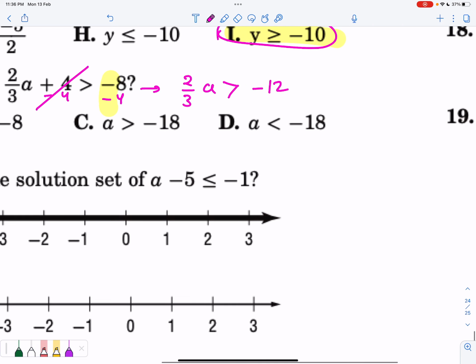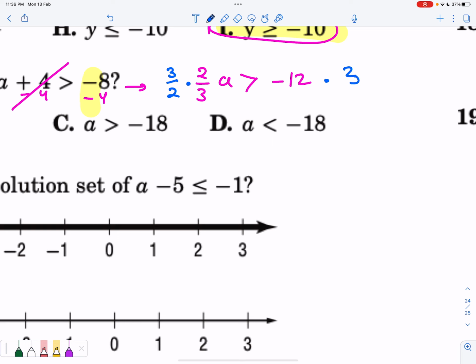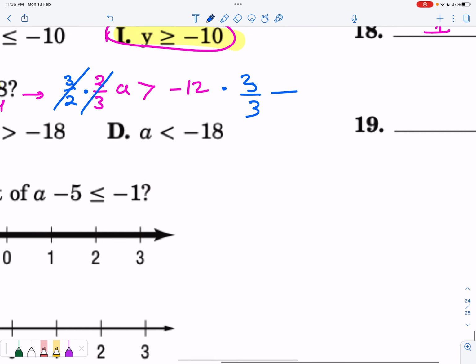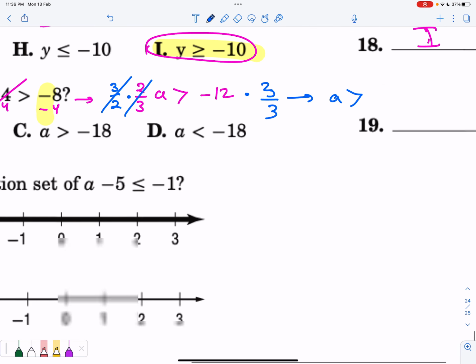Then to solve that, I need to multiply by the inverse of that fraction that is multiplied by the variable. So I need to multiply by 3 over 2 on both sides, 3 over 2. So cross that with that, then you will just have the a greater than, now you have that number, which is 3 over 2.